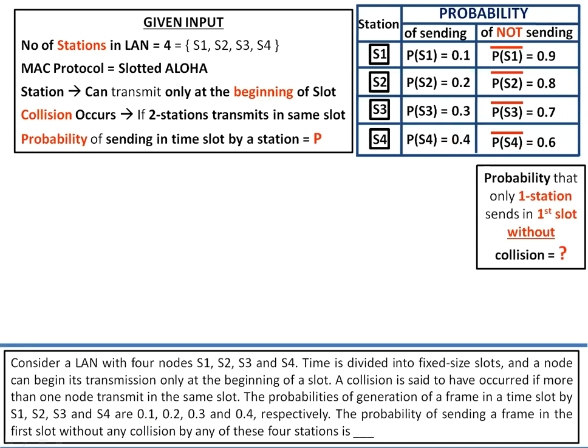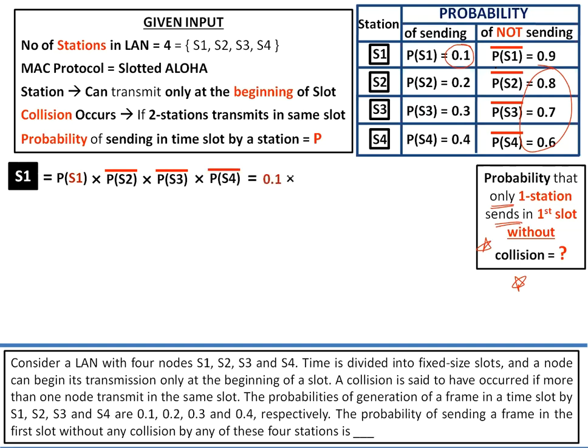Now what they have asked: the probability that only one station sends in one slot without collision. Only one station has to send without collision. It can be any station. If it is S1, then S1 has to take 0.1, and all other stations have to take their not-sending probability. That's it. This is the probability of S1.